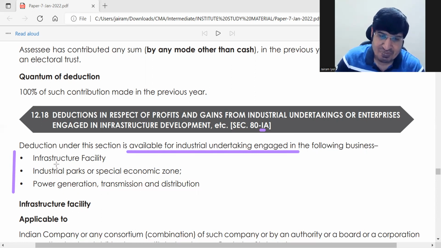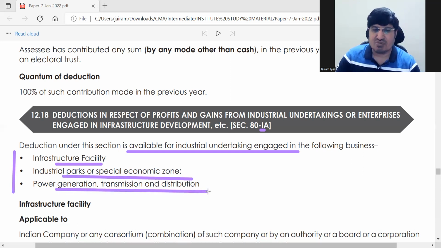So one is infrastructure facility. Second is industrial parks or SEZ. Third is power generation, transmission and distribution. We'll see this one by one, starting with infrastructure facility.